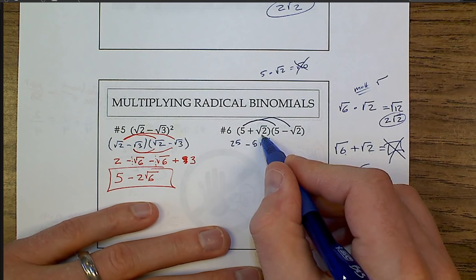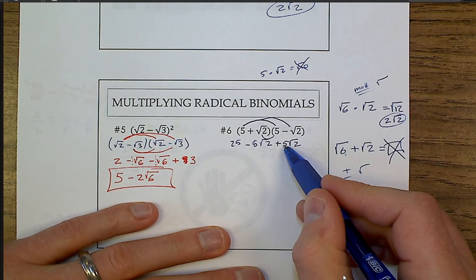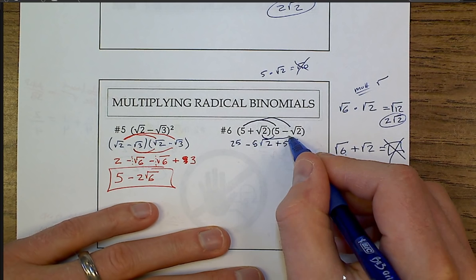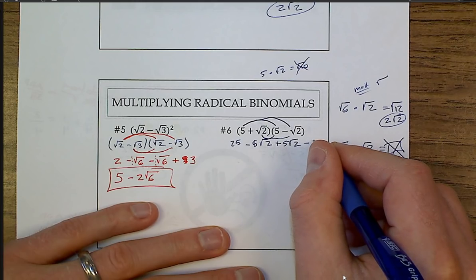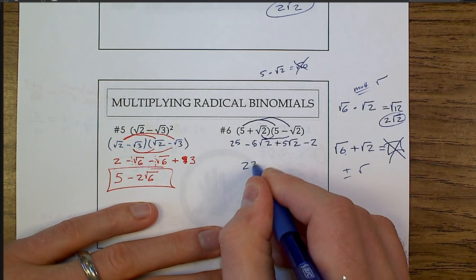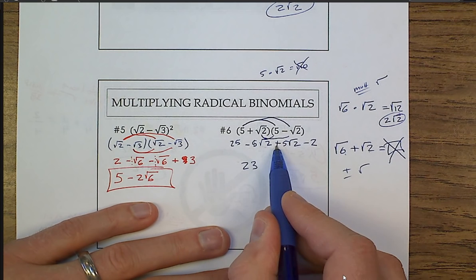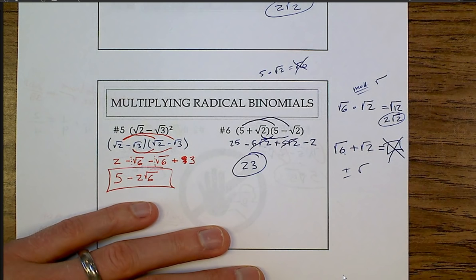Radical 2 times 5 is a positive 5 radical 2. We always put the integer out in front. And then radical 2 times a negative radical 2 would be a negative radical 4. Radical 4 is just plain old 2. So 25 minus 2 is 23. Negative 5 radical 2, positive 5 radical 2. Those middle terms cross out. And we're just left with plain old 23.